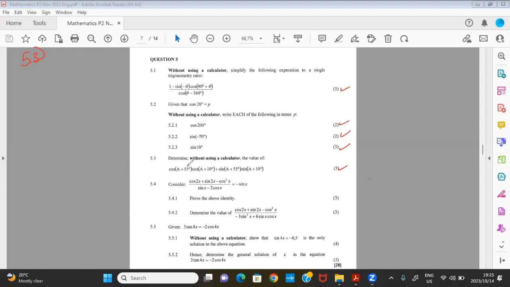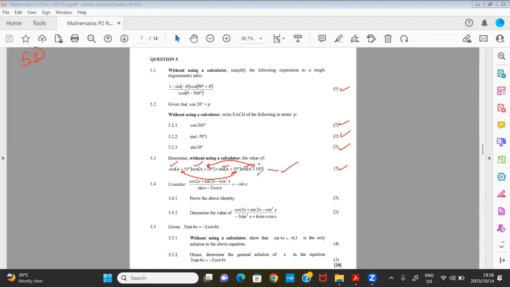Let's look at our brackets. I have A plus 55 here, and A plus 55 there. They are the same. I have A plus 10 here, and A plus 10 there. They are the same. That is telling me something. I have cos, sine. That's a compound angle, not a double angle. It is the expanded version of the compound angle.